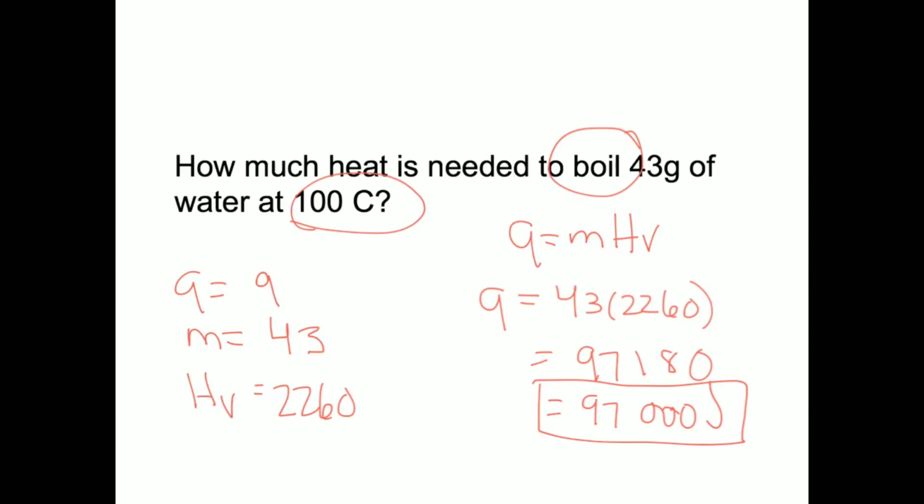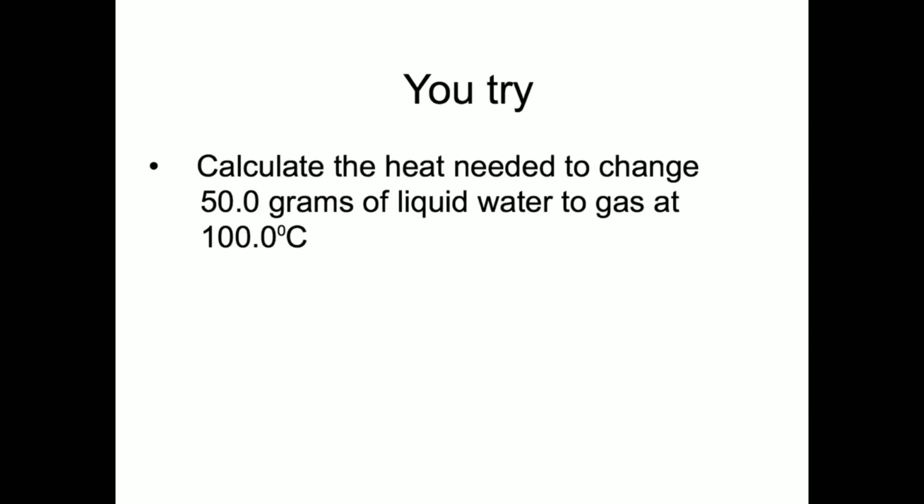Notice my calculator answer of 97,180 will be reported as 97,000 joules to the correct number of significant digits.